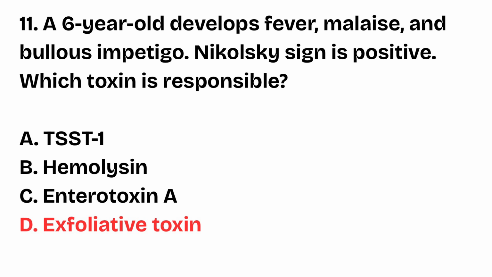Exfoliative toxin produced by Staphylococcus aureus causes cleavage of desmoglein 1, a protein found in the upper layers of the skin. This leads to bullous impetigo and sometimes staphylococcal scalded skin syndrome. This results in skin peeling and a positive Nikolsky sign.